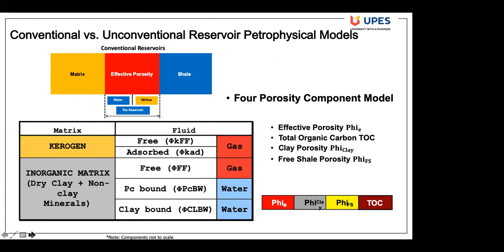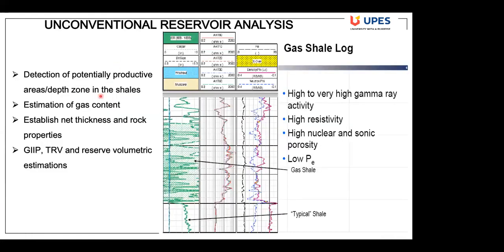So, the unconventional petrophysical model is very complex, and you have to consider all these 4 parameters. We will discuss how to calculate those porosities, and first let me show you what the typical log response is in an unconventional reservoir.